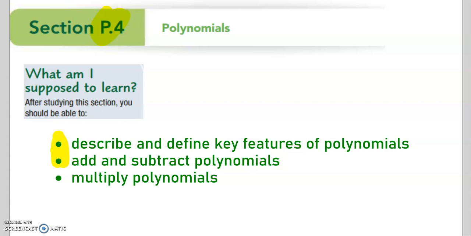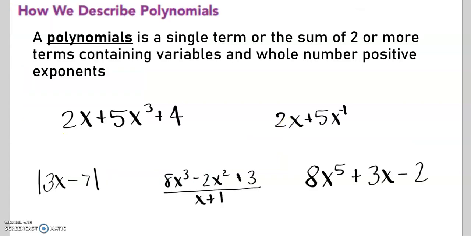All right, let's talk about what the heck is even a polynomial. So let's review. Here's a definition if you want to copy it down. A polynomial is a single term or the sum of two or more terms containing variables and whole number positive exponents. Okay, now let's take a look at these 5 expressions at the bottom here and figure out, are they polynomials based on this definition?